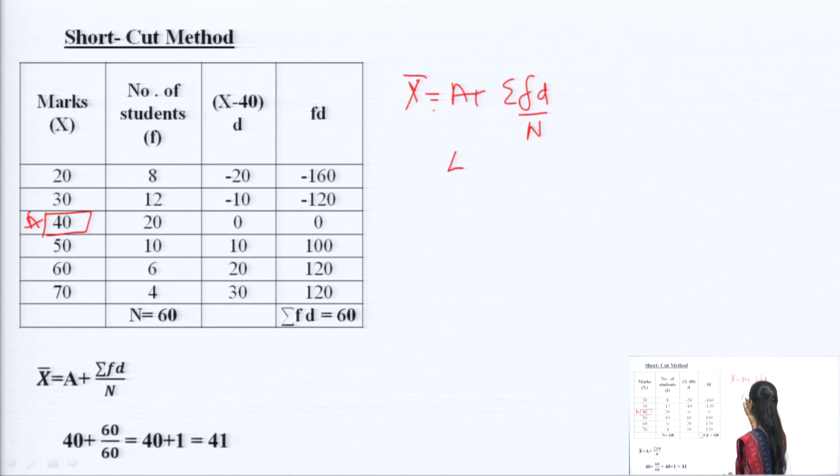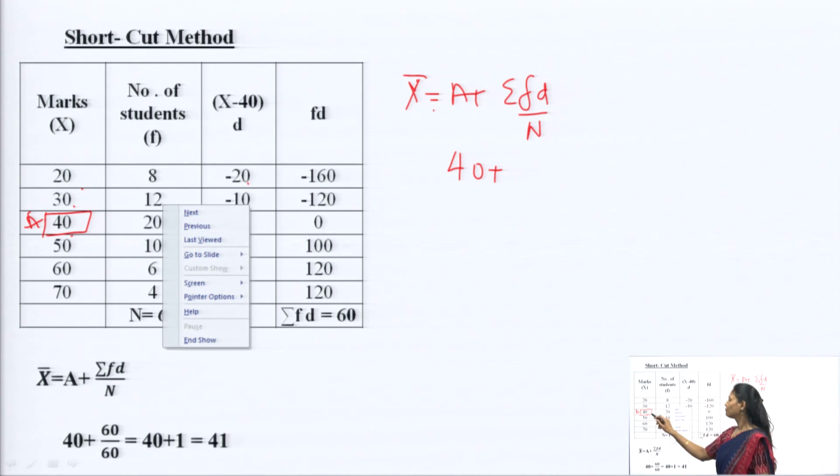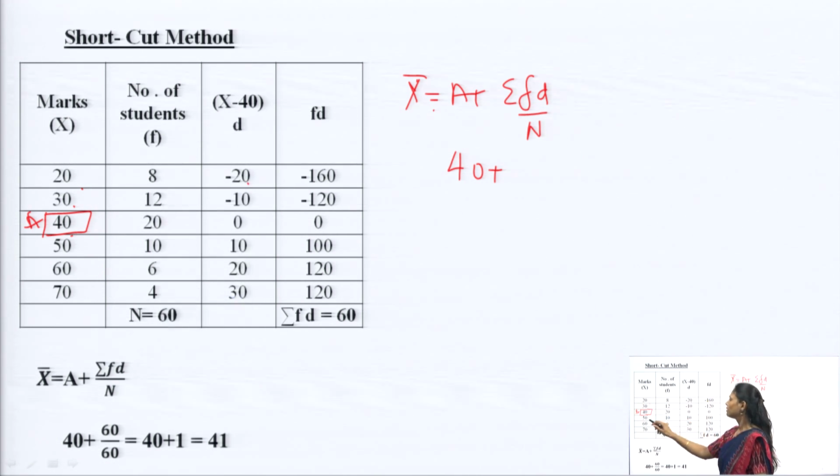So, putting 40 as a, I am supposed to find x minus a. What is x? x is 20, a is 40. So 20 minus 40 gives me minus 20, 30 minus 40 gives me minus 10, 40 minus 40 gives me 0, 50 minus 40 gives me 10, 60 minus 40 gives me 20, 70 minus 40 gives me 30.